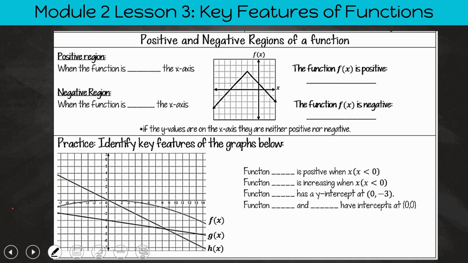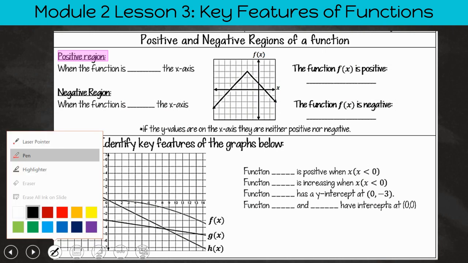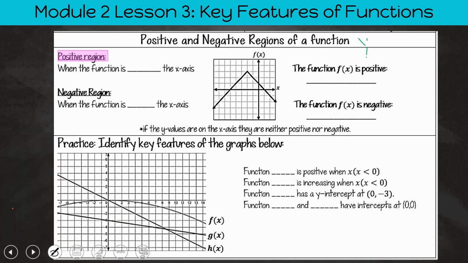Last but not least, we have positive and negative regions of a function. So the positive region of the function, what it's talking about is the y values. So we're talking about our y values, or our outputs of the function. That's what it means by positive or negative. So our positive region is when the function is above the x-axis, and our negative region is when it's below the x-axis. So where is this function f of x positive?